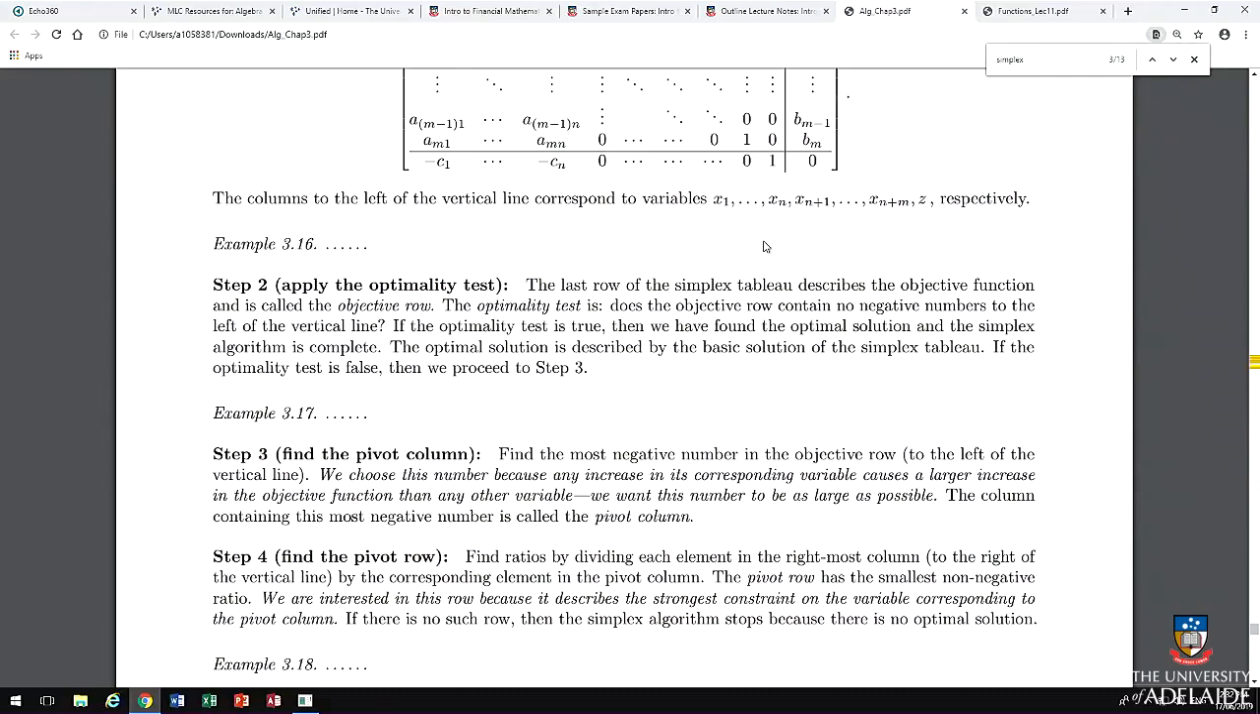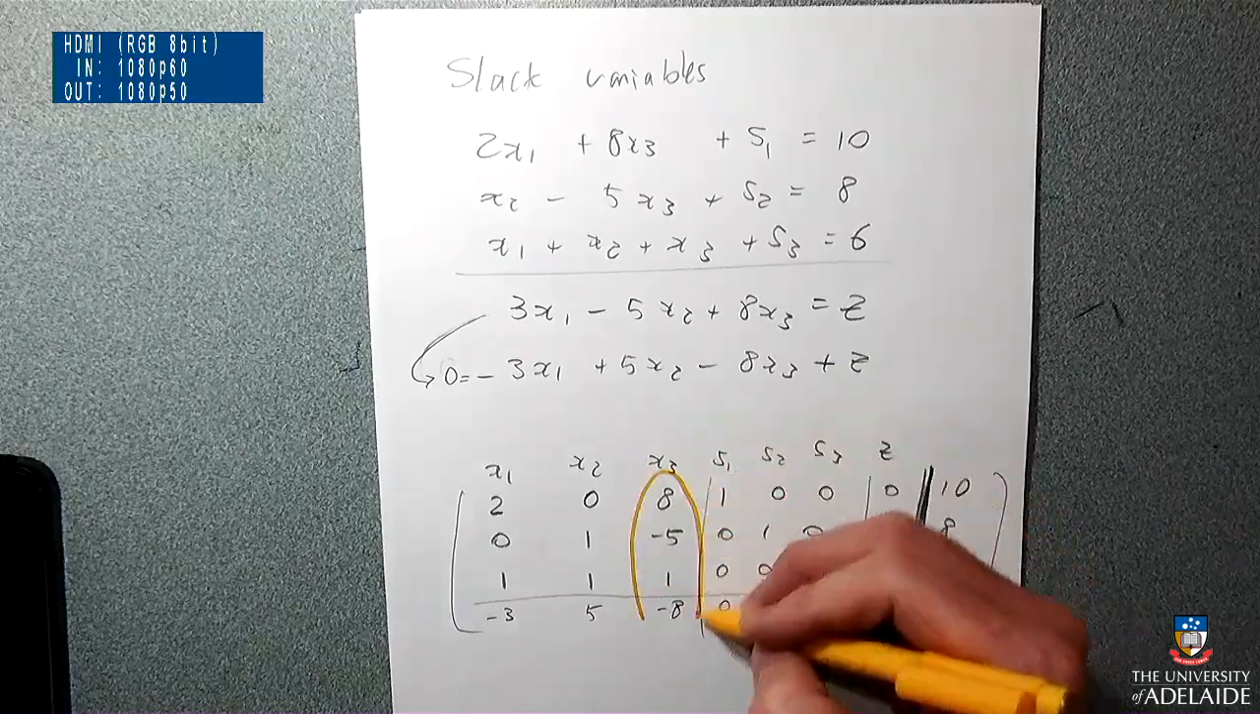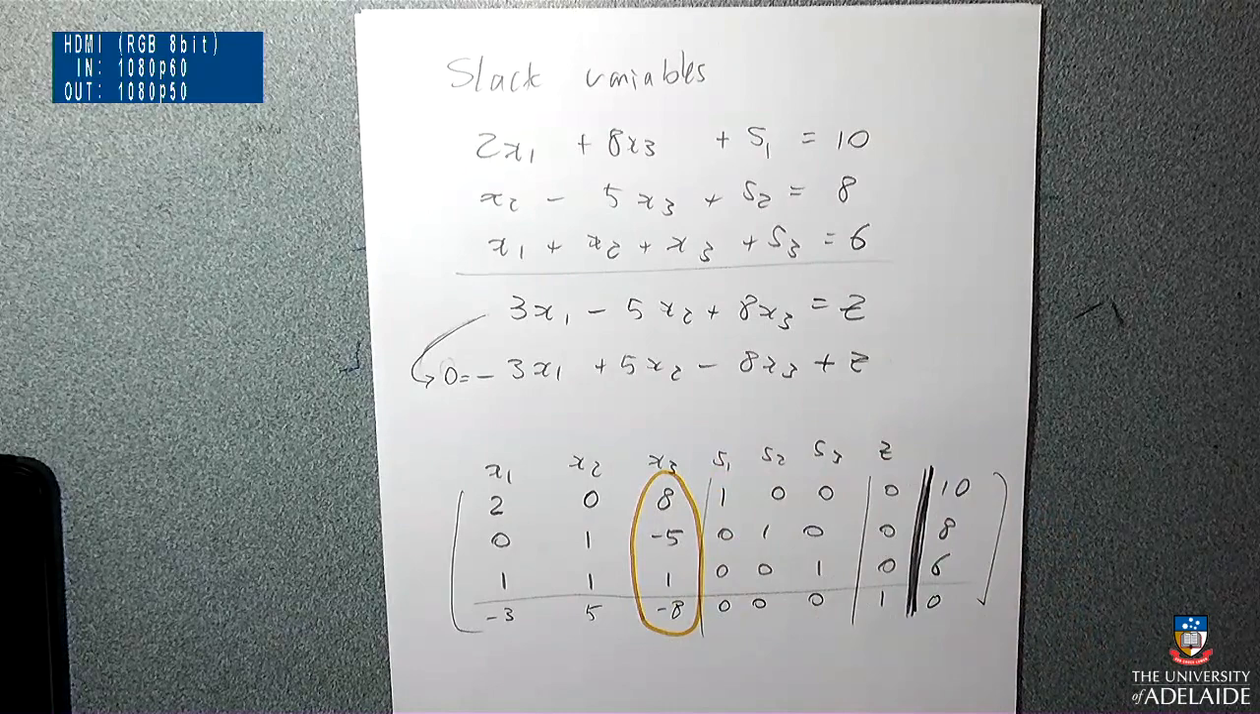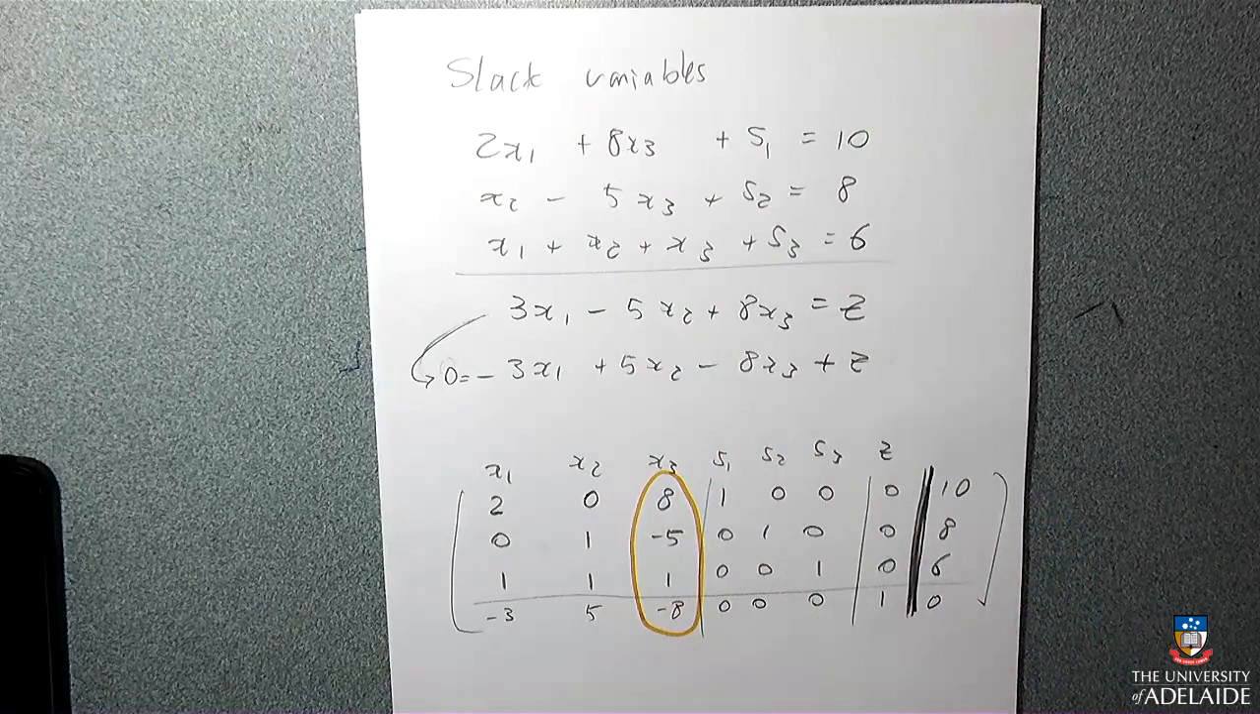Okay. The optimal solution is described there by the basic solution of the Simplex Tableau. Okay. Find the pivot column, find the most negative number in the objective row, and then that's the pivot column. Okay. This is the most negative number here. That's the pivot column, apparently. It's the biggest negative number in that row. Okay.